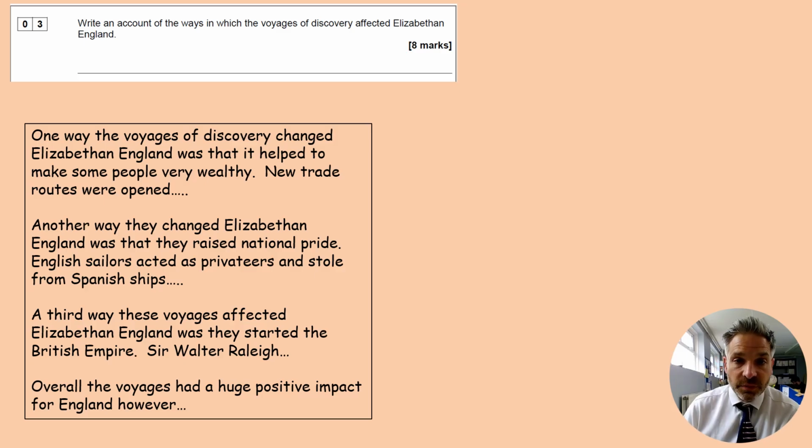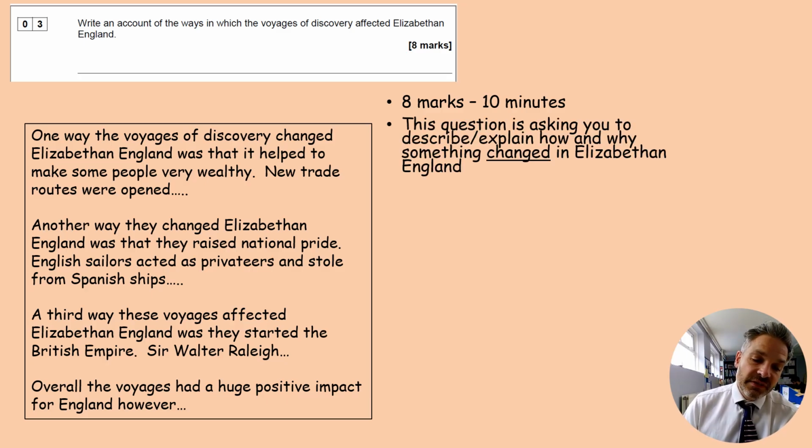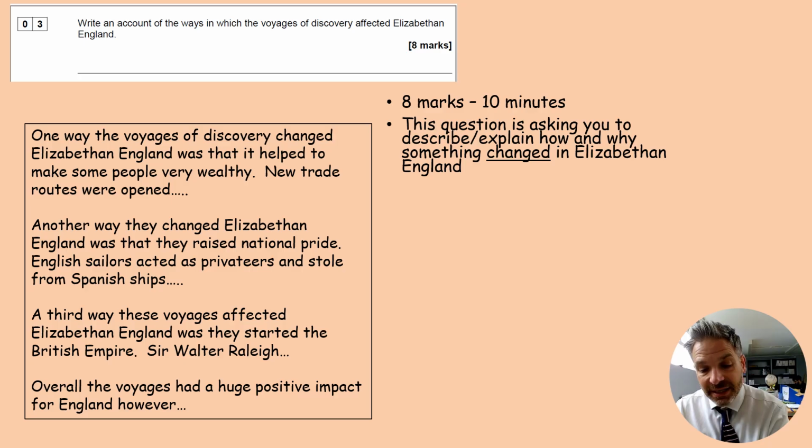Third question, no surprise again, if it's worth 8 marks, it's about 10 minutes, give or take. You can have a little bit longer, but not too much more. Again, the command is always the same. This time it's write an account, but remember, always underline the last bit of the question because that's where the focus is. So in this case, it says write an account of the ways in which the voyages of discovery affected Elizabethan England. So this question is going to ask you to describe and explain how and why something changed in Elizabethan England, okay?